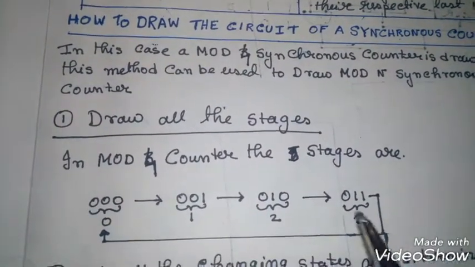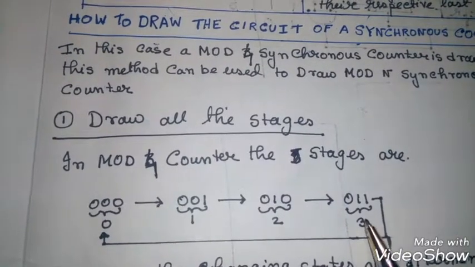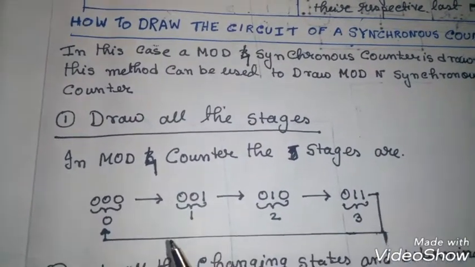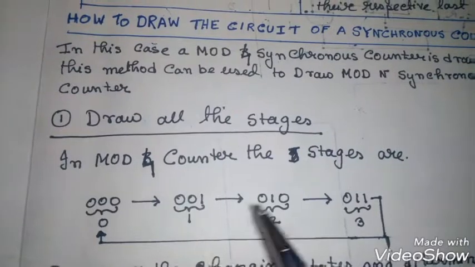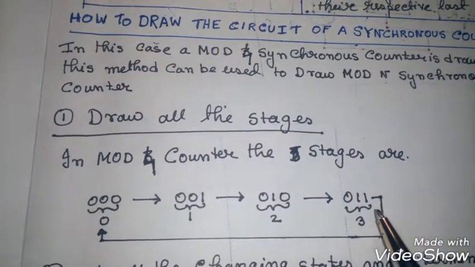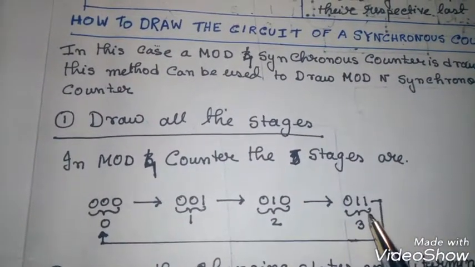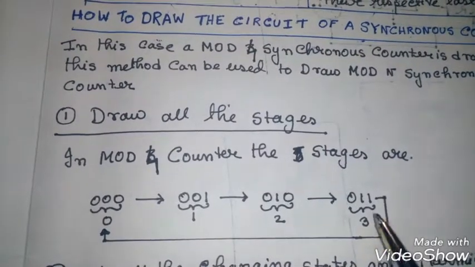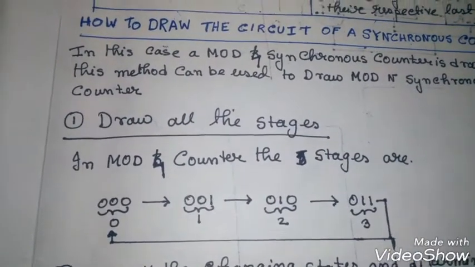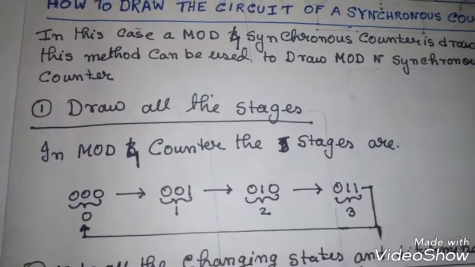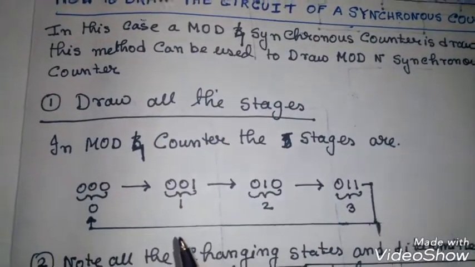This means that the count will end at 3, that is the fourth stage, and it will not go back to 1. This is a synchronous ring counter since after the last stage, that is stage number 3, it goes back to 0. So this is our mod 4 synchronous ring counter.